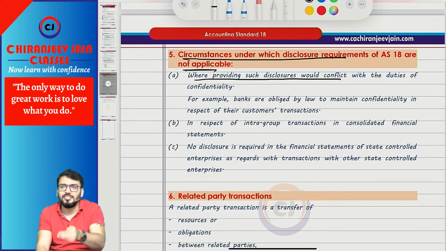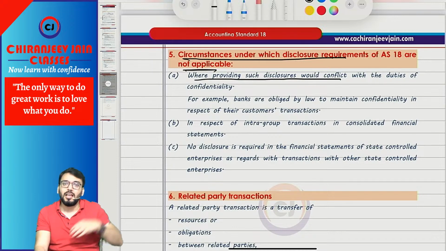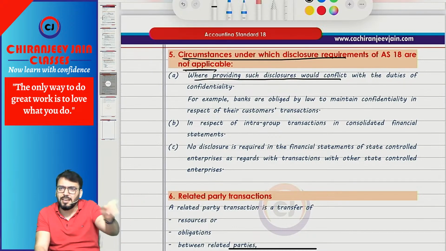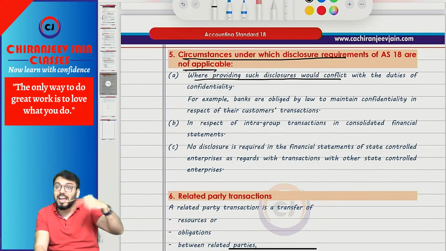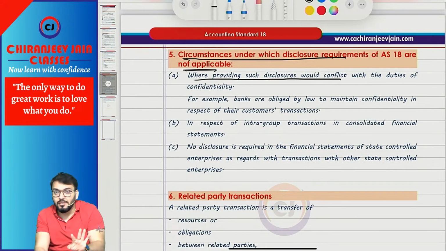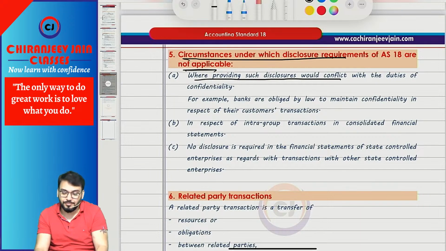They should not disclose any transaction of their customer unless it is legally required. Suppose I have a bank account. So will my bank give you the information about my transaction? No, because they need to follow the duty of confidentiality. So in that regard, can I say the bank should not disclose that information to anyone? So these transactions are not supposed to be disclosed. These are exempted from AS 18.